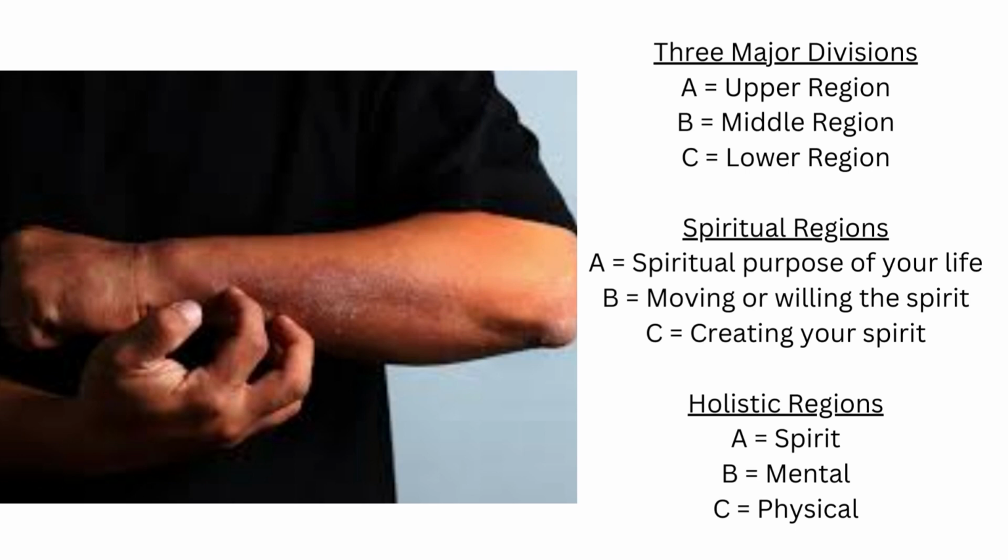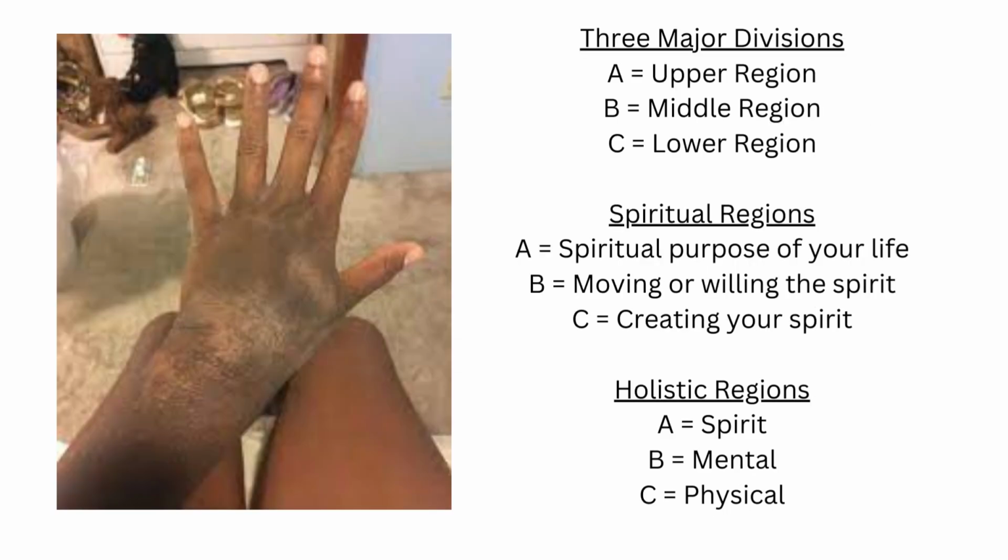Yes, I'm going to go with A and B. A and B. Good. What about this sister? Her hand. A, B, and C is what I will go with. What did you guys get? A, B, and C? Okay.